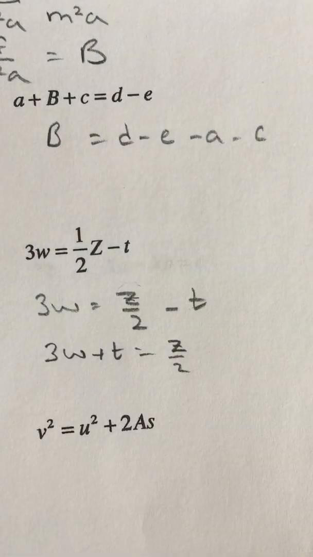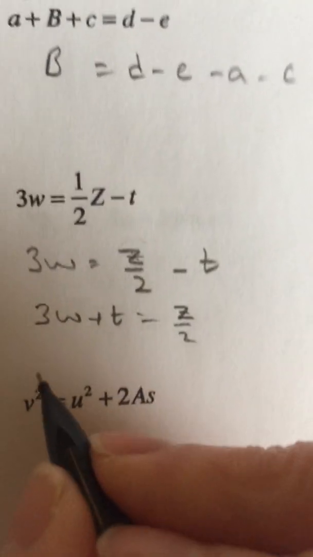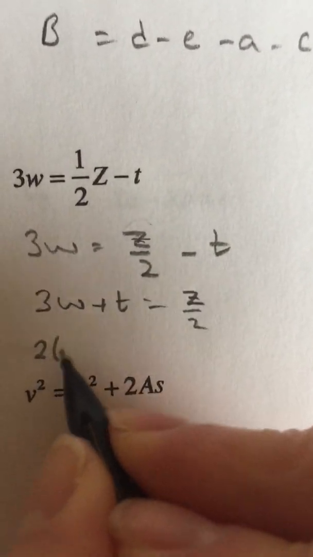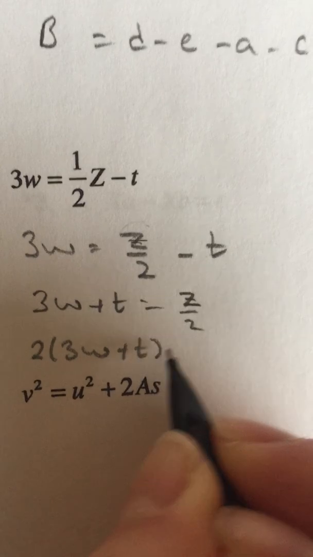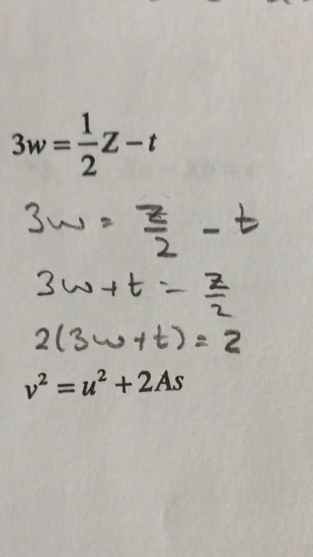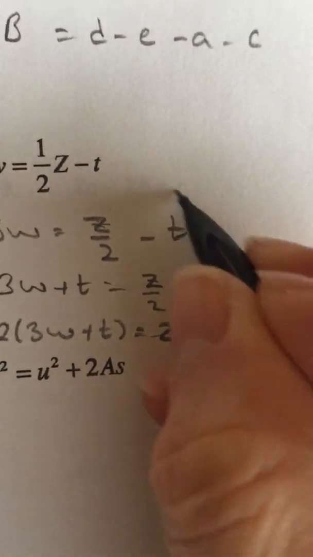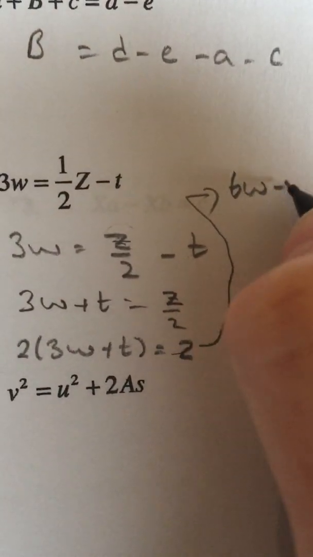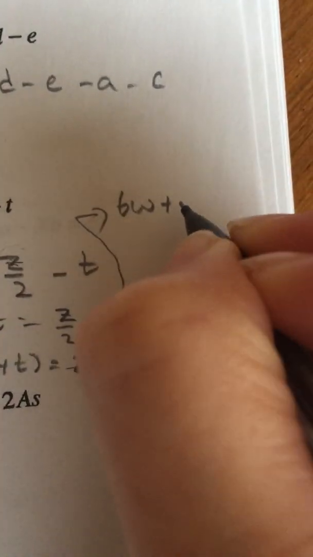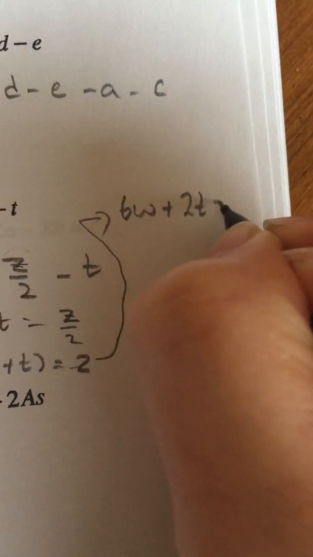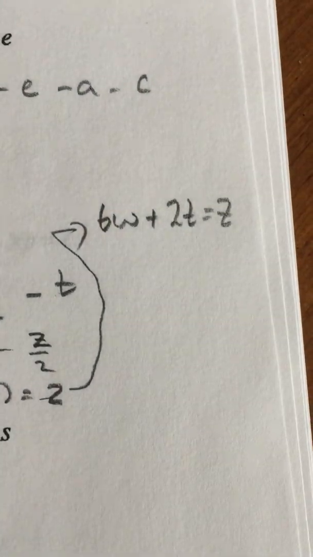And now I can see z is being divided by 2. To undo divided by 2, I multiply both sides by 2. And you don't leave an answer that's unsimplified. So I'm going to distribute the 2 through and get 6w plus 2t. That's what z is, 6w plus 2t.